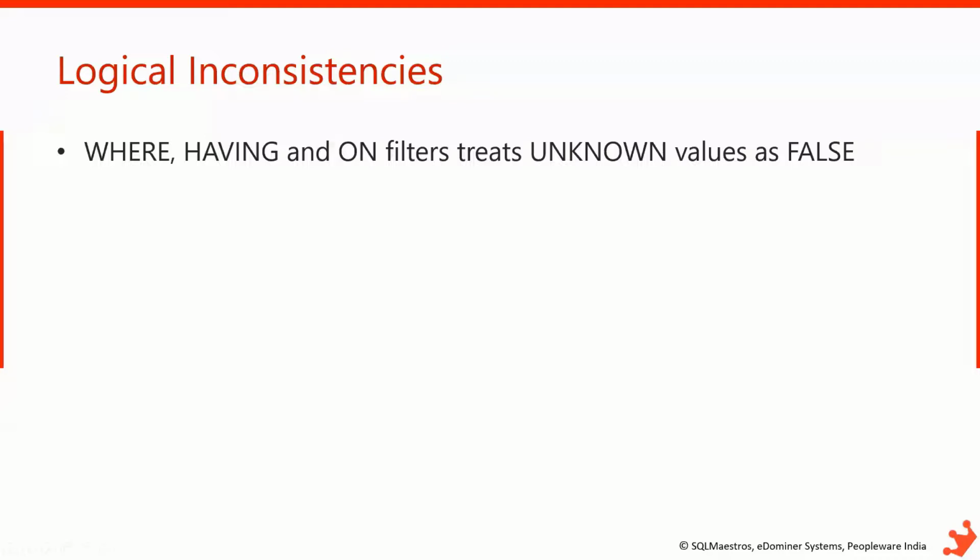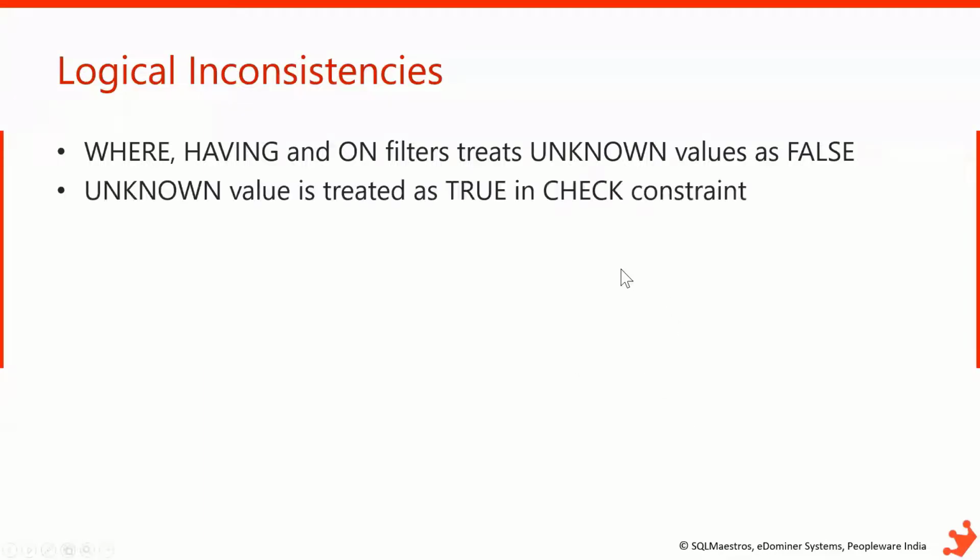On the other hand, if you consider a check constraint, as I'm telling you, different elements in SQL Server treat nulls differently, right? Just now we have discussed where, having, and on filters, how they treat unknown values. If the value is null, they treat the unknown value as false and thus eliminate it from the output result set. So let's consider, on the other hand, how a check constraint treats unknown values. Unknown values in check constraints are actually treated as true.